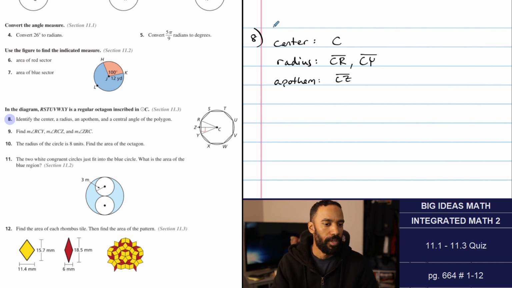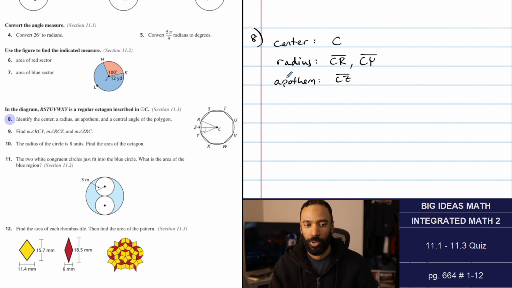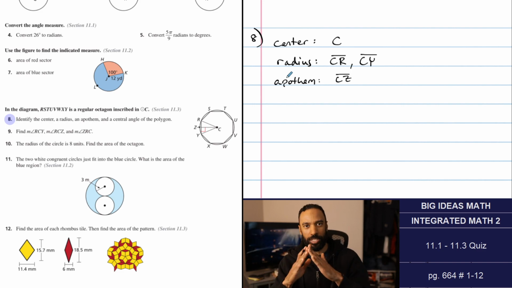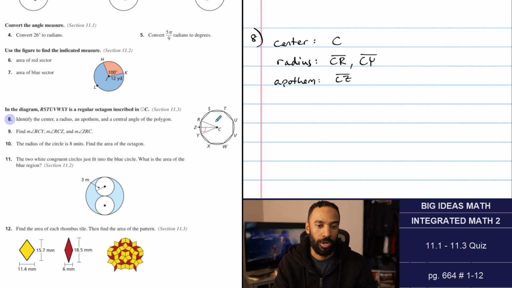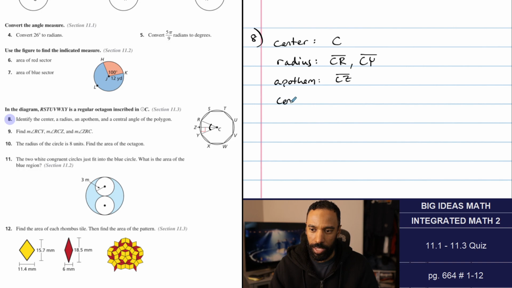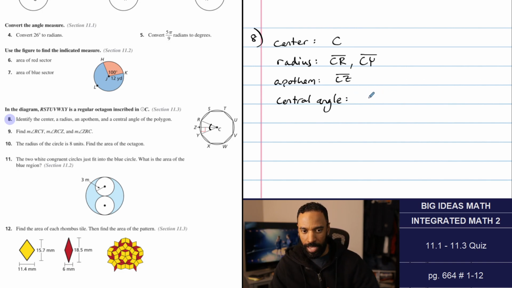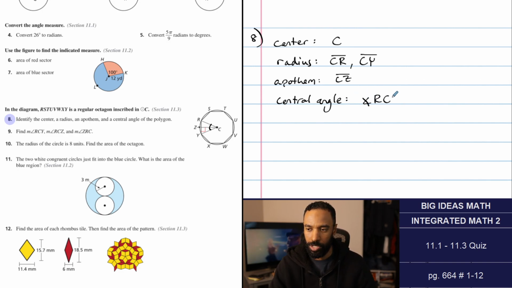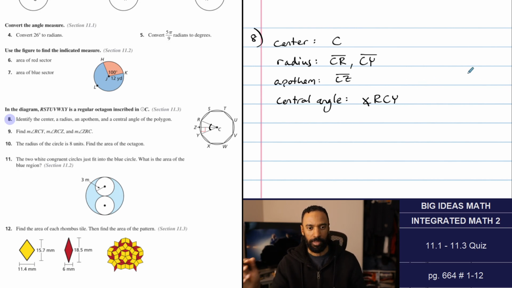Another one. A central angle. Central angle is an angle made by two consecutive radii in your regular polygon, specifically those ones. So angle RCY is a central angle here. Now, it's important to note that it's specifically only one of those by two consecutive radii. So RCY, or YCR, it's the same thing.